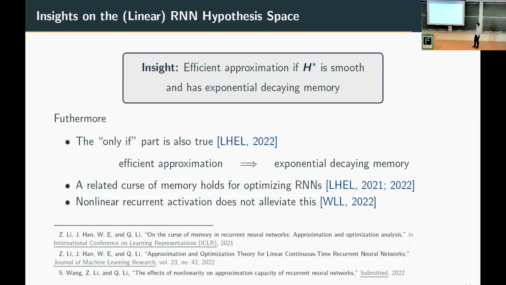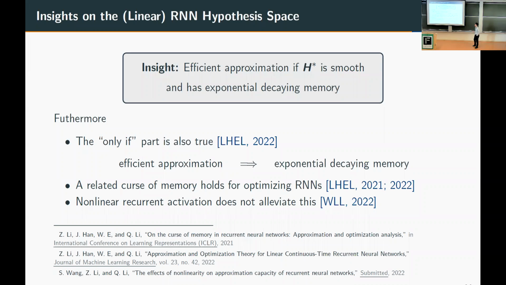That means if we assume that some functional or class of functionals can be approximated uniformly and nicely, like with the rate that we had before, by recurrent neural networks, then we can show that it necessarily has exponentially decaying memory. All right, so this is in approximation theory, this is called a Bernstein type of result. It shows you that only exponentially decaying memory functions can be approximated by these linear recurrent neural networks.